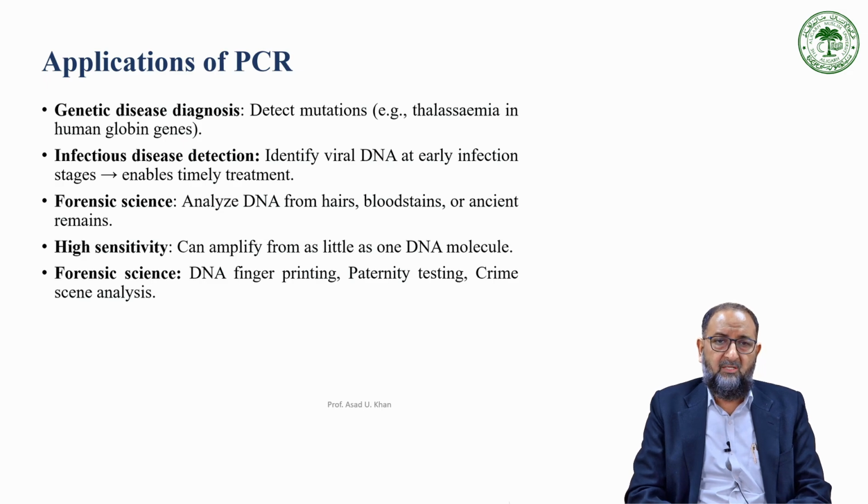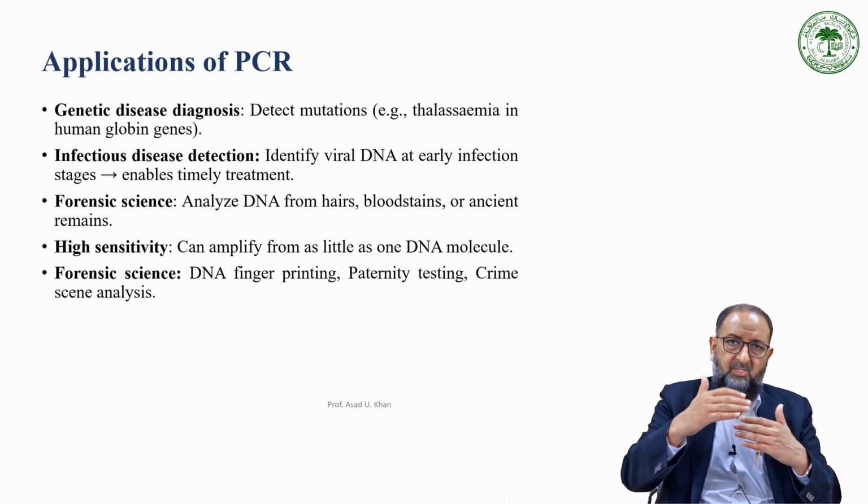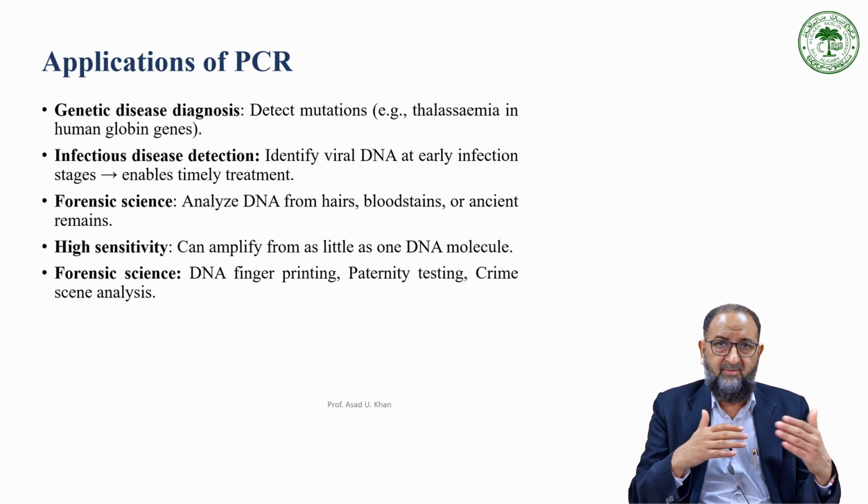So how do you identify these mutations? You amplify the product and you get a sequence. So you compare the sequence of the control and the amplified product to see if it is mutated, if you find the variation in the gel.